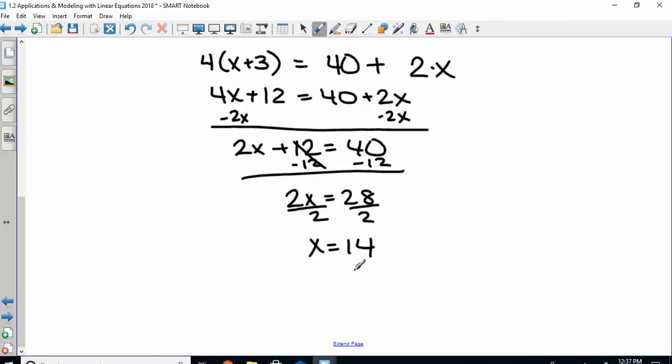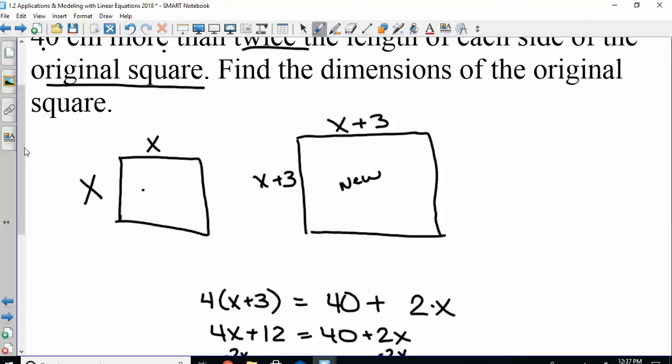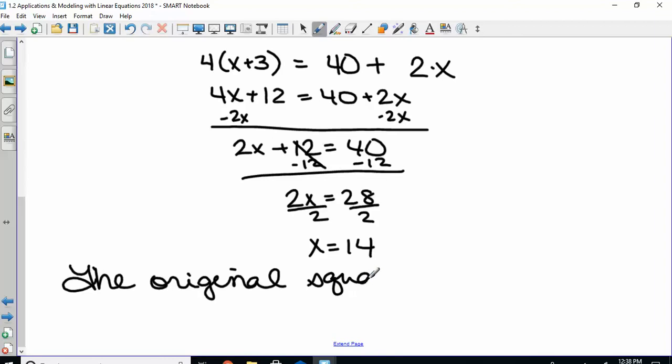All right, am I done? No. I told you if I give you something in words, you have to answer it in words. So look at your question. I want the dimensions of the original square. If I look at my picture, x was the side in the original square. The original square had sides 14 centimeters.